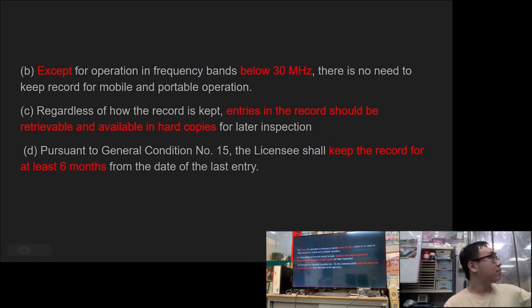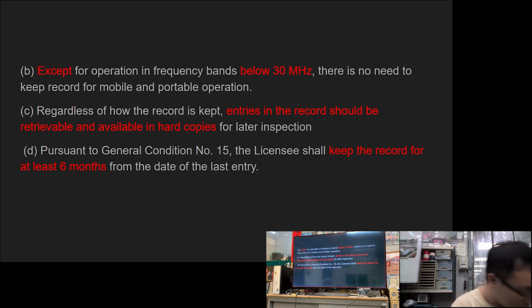Yes, and below 30 megahertz, if you are using a mobile or portable operation, you do not have to write down the record in your logbook. But if the operation exceeds 30 megahertz, always logbook. Always logbook for below 30 megahertz, regardless of which device you are using. And it should be hard copy, so that the OFCA guys can check your record easily.